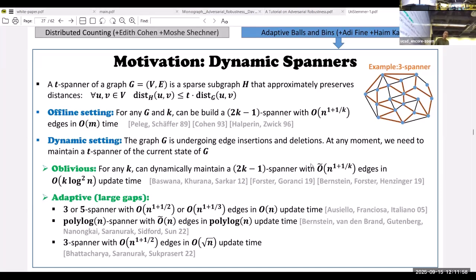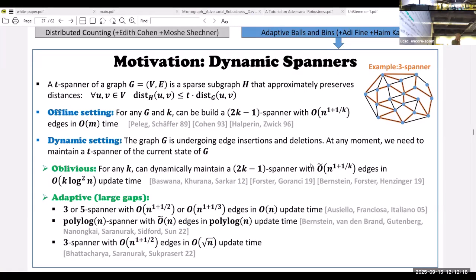If not, then the only construction that was known, that still is known, is a 3 spanner with the correct number of edges, with runtime per edge insertion or deletion of roughly square root of n. Not trivial, not very good, right?